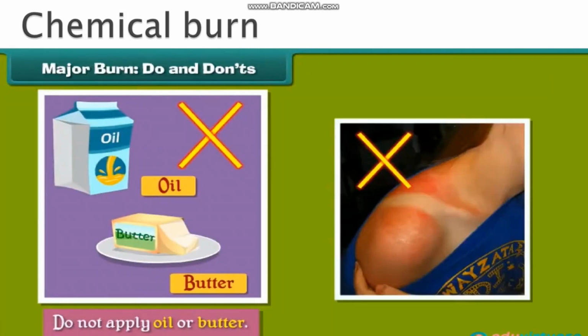So these were the things, or the first aid we should take care of, or we should do in the case of a burn caused by any reason, due to chemical, due to electricity, or due to fire.